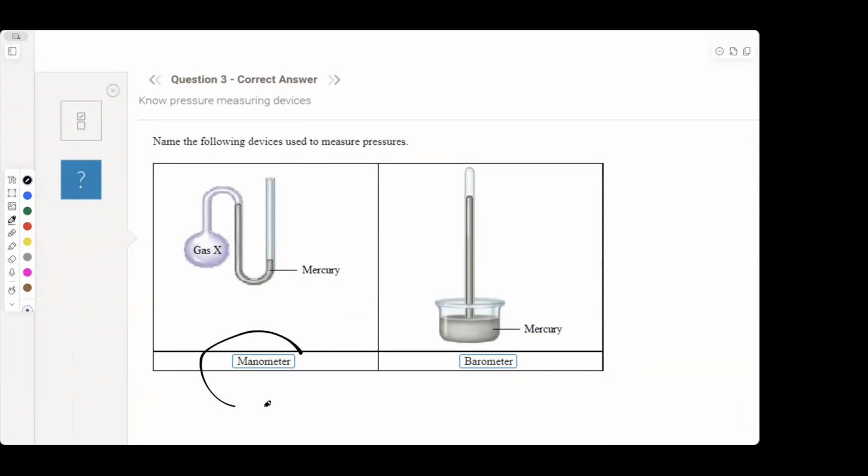This is a manometer. The manometer is used to measure pressure, open ended or closed ended. There are two types. If this one is closed, it is called a closed end manometer. If this one is open, it is called an open end manometer. The device that is used to measure the atmospheric pressure is called a barometer.